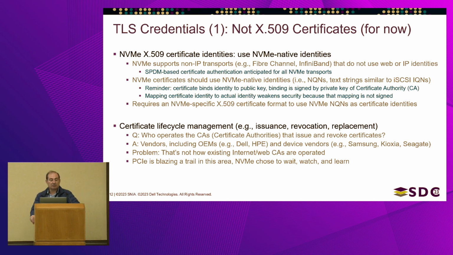We need a new certificate format that would support NVMe NQNs as certificate identities, which is not what is available now. And even if we define it, then we will have to upgrade the certificate infrastructure, PKI infrastructure, certificate authorities, and so on, to support such a new certificate format. But what is really different here is the certificate lifecycle management. Basically, who issues a certificate? Who revokes a certificate? Who replaces a certificate?